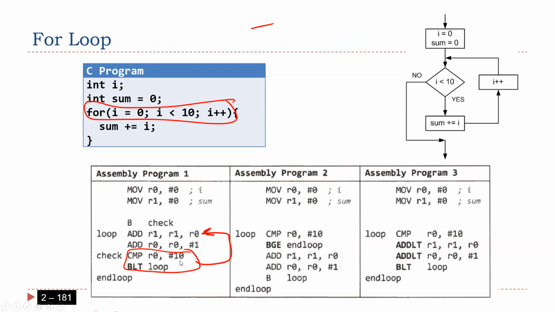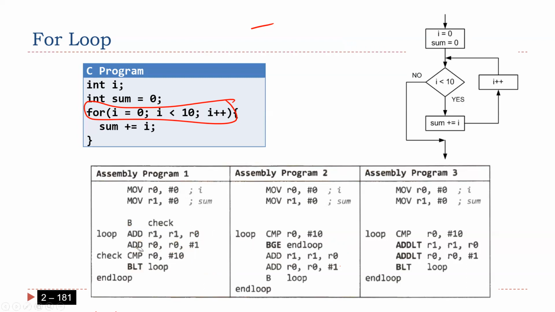If the counter is equal to 10 or not, okay? So if not, I'm going to come to here to execute the body. This is the body of the for, okay? And then after that, I'm going to increment I, compare again, go back. Increment I, compare again, and go back.